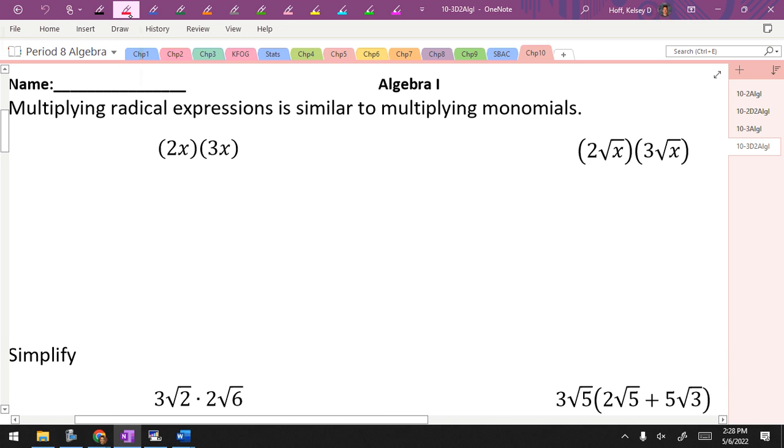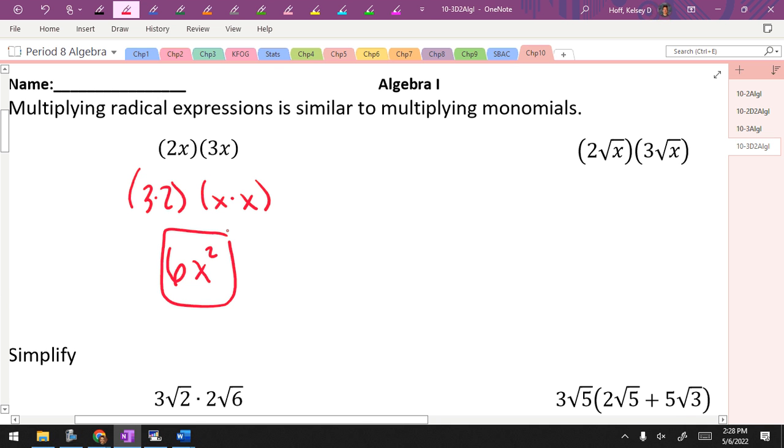Oh yeah, 3 times 2. Okay. So you almost rewrote the order so that you had your constants out front, then your variables behind, and we know 3 times 2 is 6, and x times x is x squared, right?